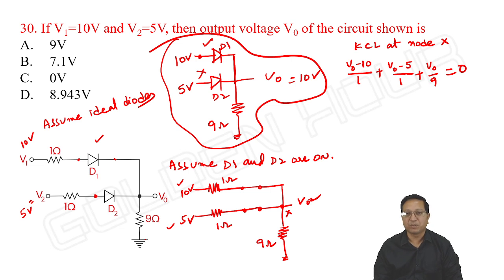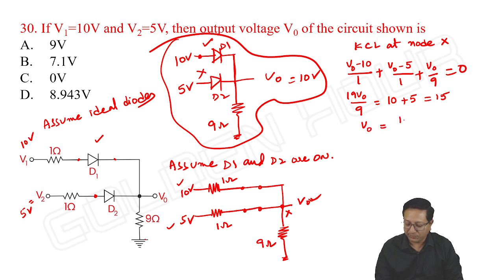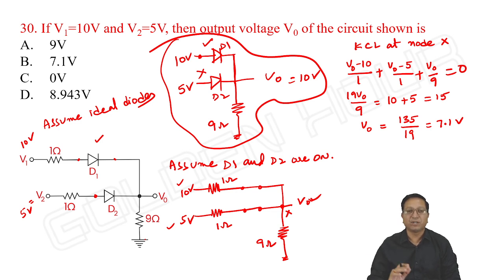Then V output plus V output, 2 times V output, plus V output by 9. So 19 V output by 9 is equal to 10 plus 5, which is 15. So what is V output? 15 nines are 135, by 19. It comes around 7.1. Okay, it is fine. And don't think, okay, we have got the answer, because you can see that answer here. Always, whenever you have diodes in a circuit, you just cross check.